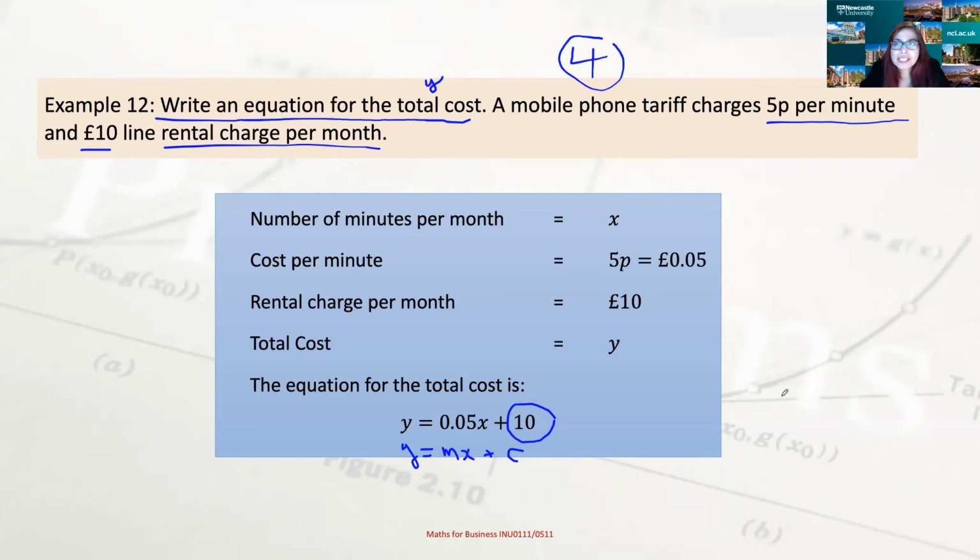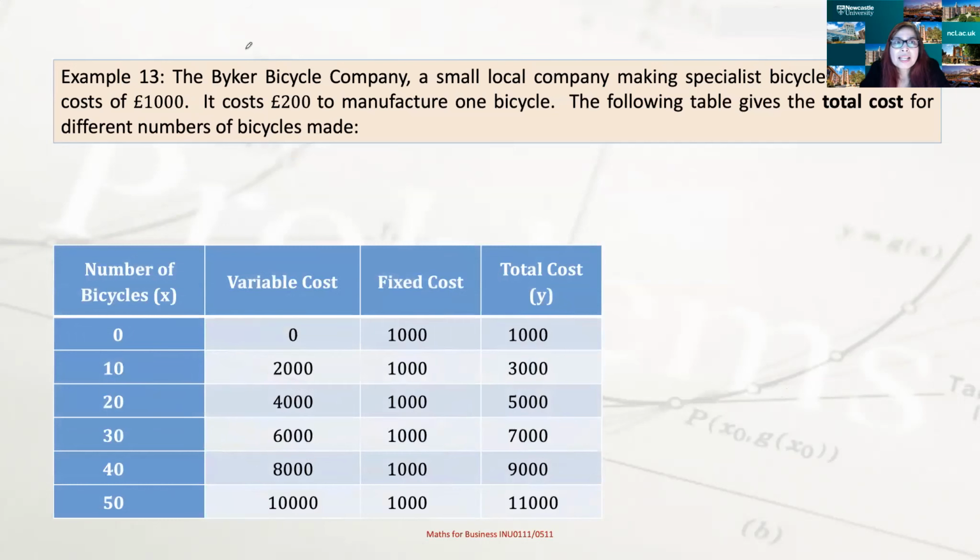Okay, let's move on to the next example. The Biker Bicycle Company, it's the name of a small local company which makes specialist bicycles. This company is making bicycles, and has a fixed cost of 1,000 pounds. It costs 200 pounds to make one bicycle.